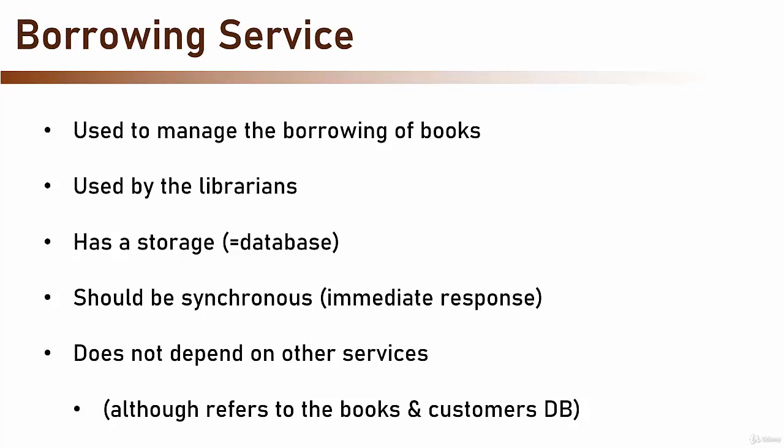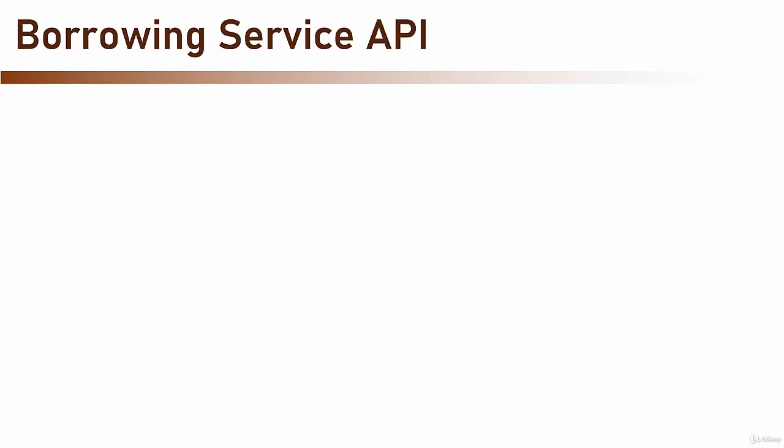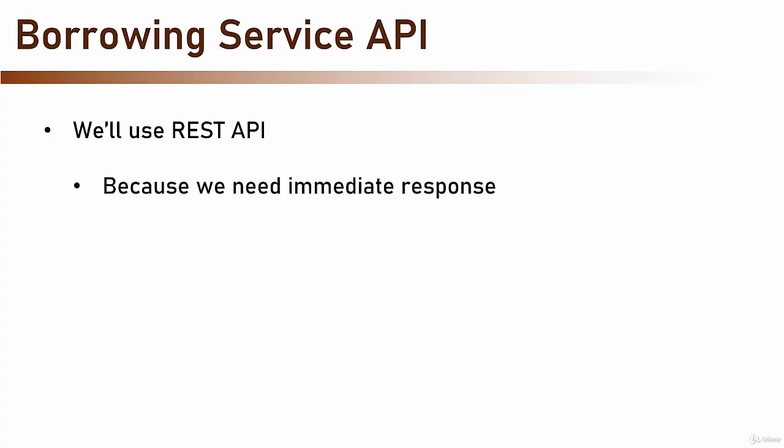The definition of depend in this context is quite simple. Will the service continue working if it will be the only operational service in the system? And the answer here is yes, because the service does not call other services. It just uses identifiers that can be used in other services' databases, but its operation does not depend on it. And what about its API? Well, here also we are going to use REST API for the same reasons. We need immediate response from the service since it's a synchronous service, and the REST API is a great fit for that.